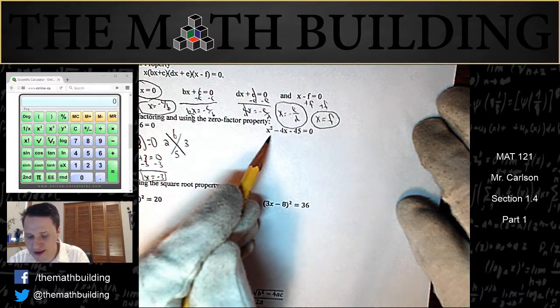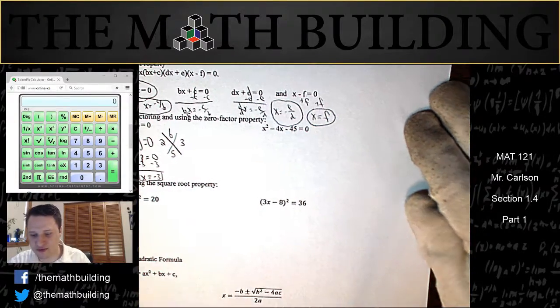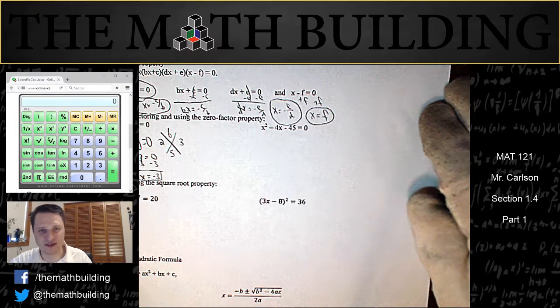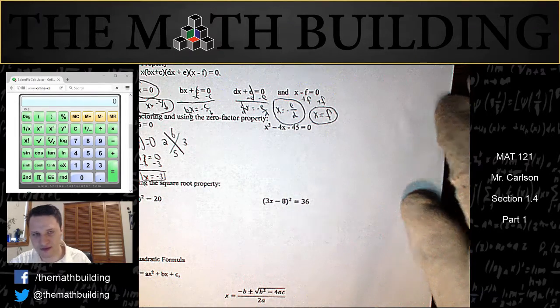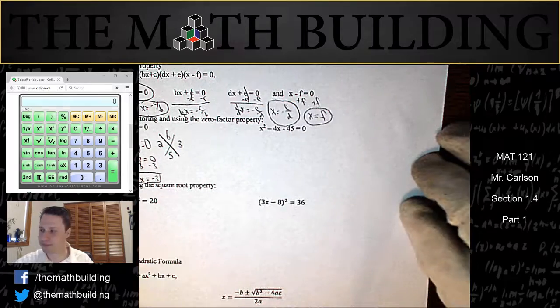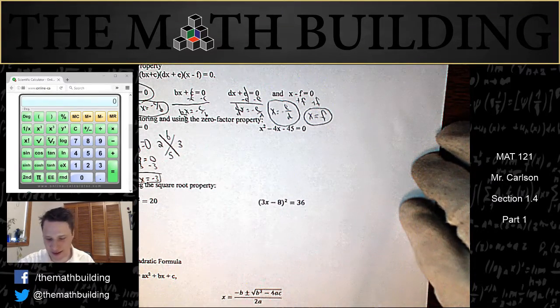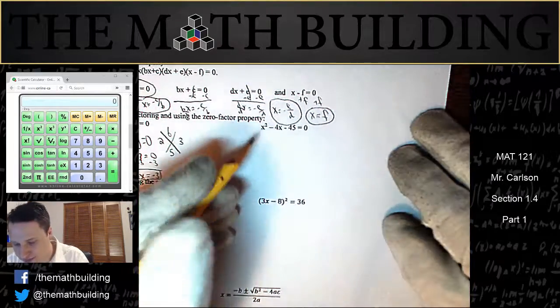So let's do this one. X squared minus 4x minus 45 is 0. Why don't you try it on your own really fast, see if you can get it. Pause the video really quick, see if you can get it. I hope you did. Let's see if my answer matches yours.